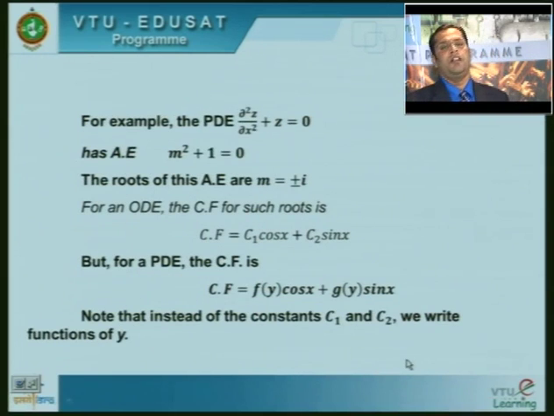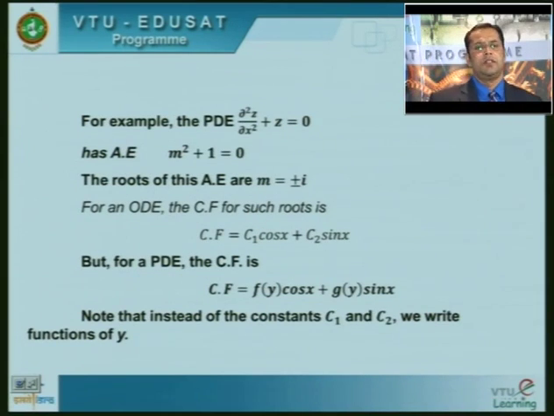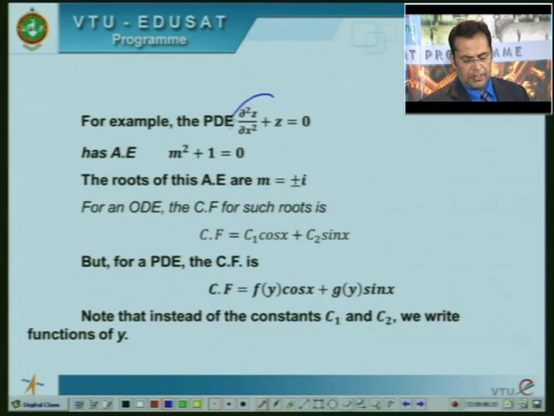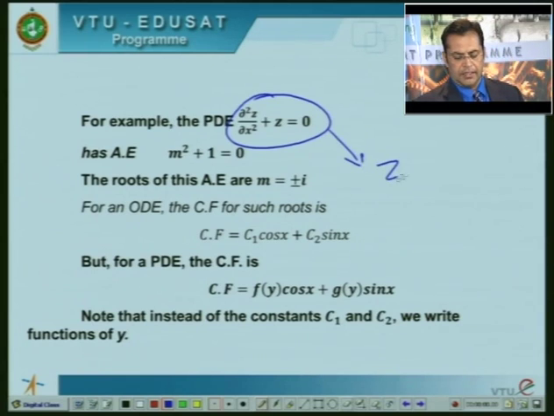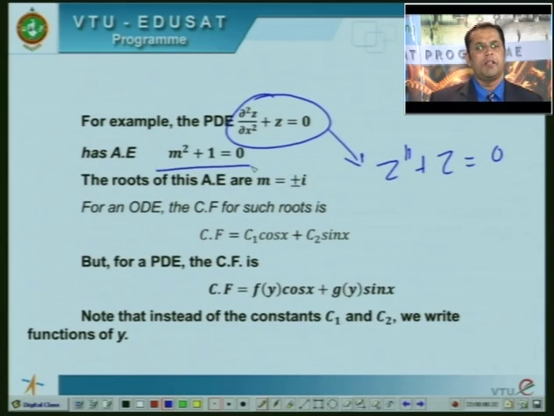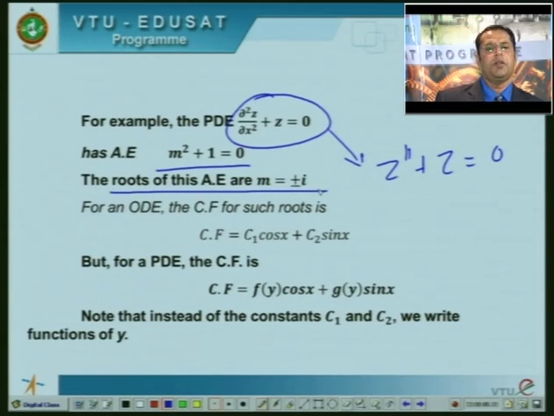Now, this example will make it more clear. If you consider the homogeneous PDE ∂²z/∂x² + z = 0, its equivalence is z'' + z = 0. So, immediately the auxiliary equation is m² + 1 = 0. So, the roots of the auxiliary equation are m = ±i.